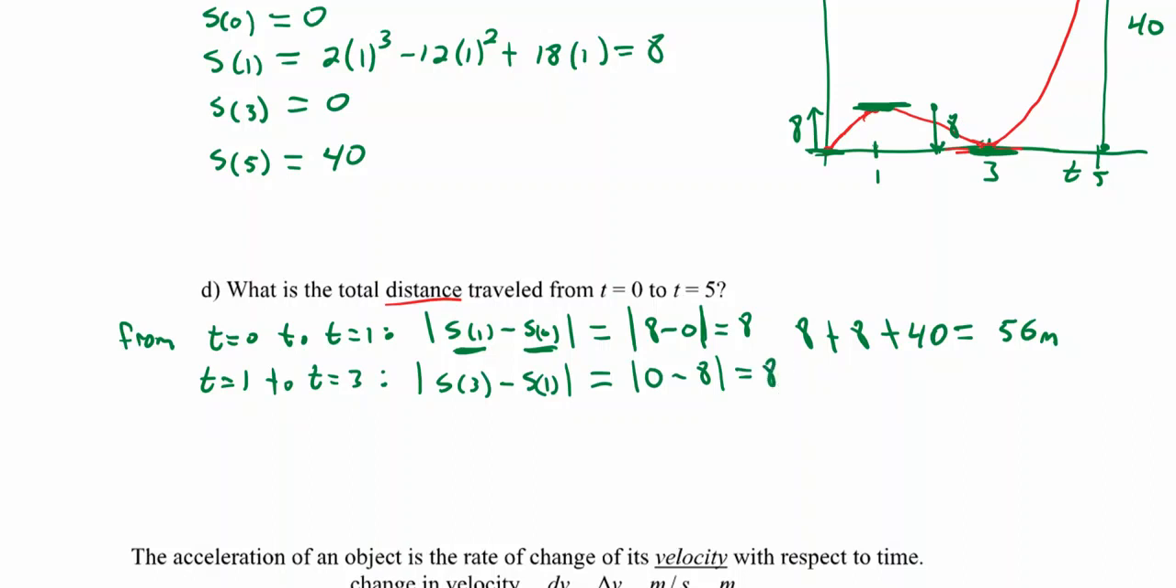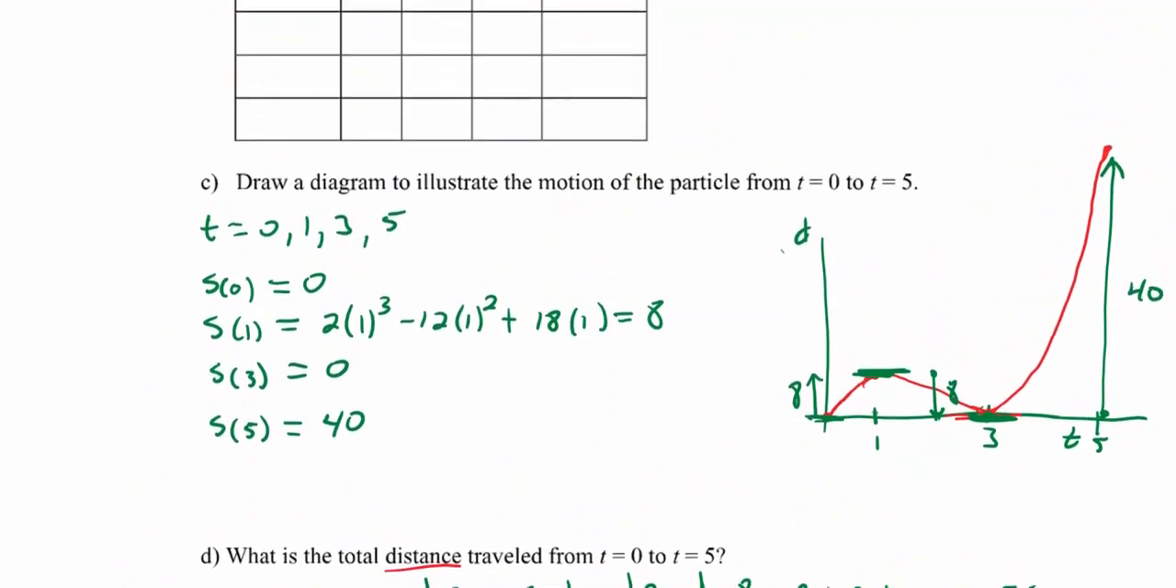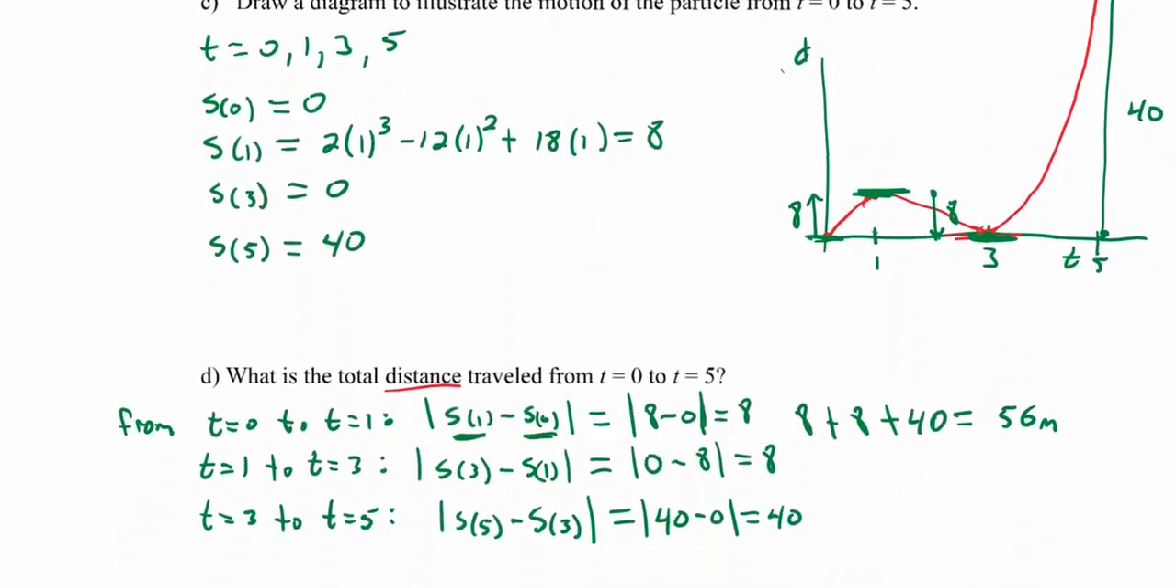Okay? And then the last one, for the last section, t of 3 to t equal to 5, that's going to be the absolute value of s of 5 minus s of 3, which is equal to the absolute value of 40 minus 0, which is equal to 40. And then we'd add them all up, right? But we just knew that from the graph, right? We could just kind of see that.